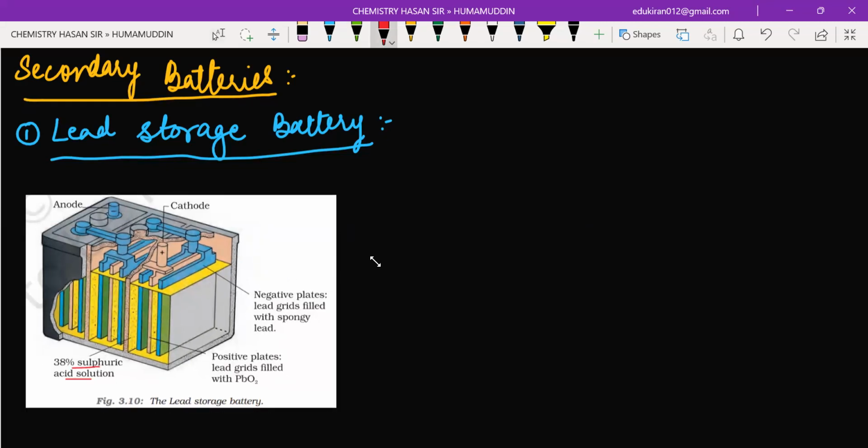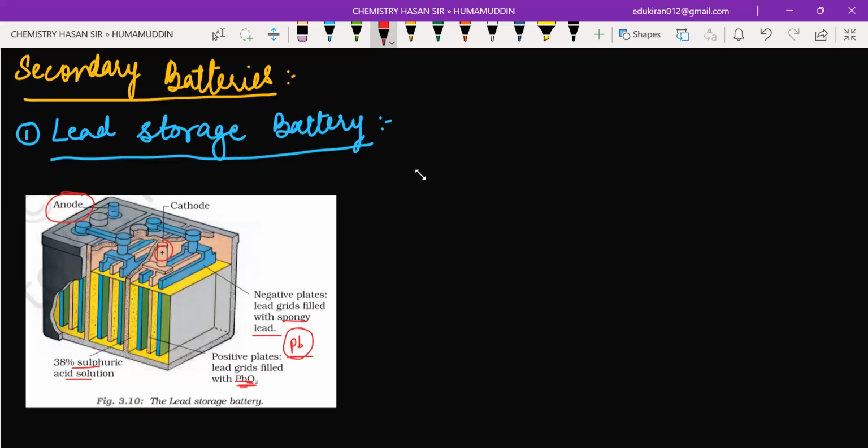Now again, same thing is gonna happen. First of all, cathode: you can see the positive plate is made up of PbO2, and a spongy lead, that means lead, Pb, is the negative plate, which is anode. I think I told you earlier, that was wrong. You can see positive cathode is made up of PbO2, and negative anode is made up of lead. Are you getting my point? Yes or no? Yes, sir.